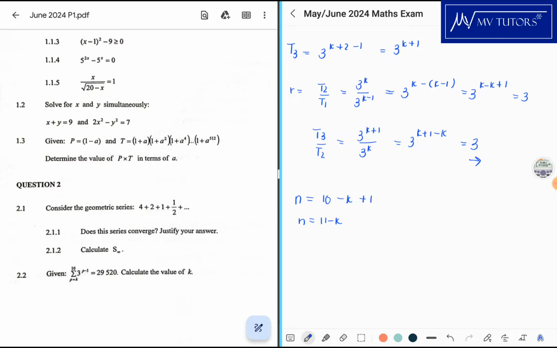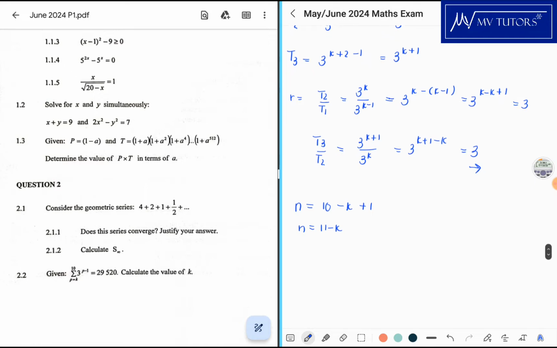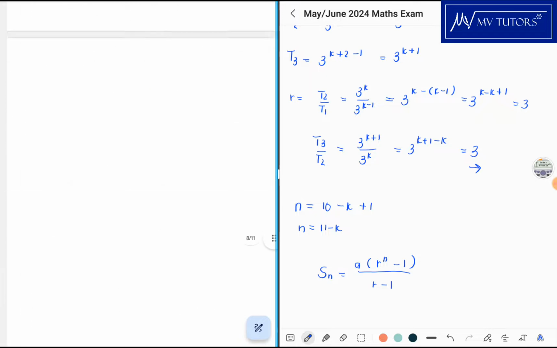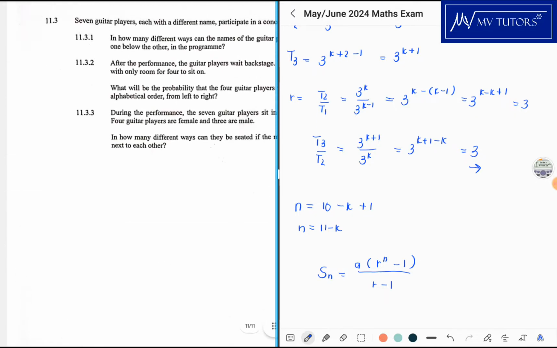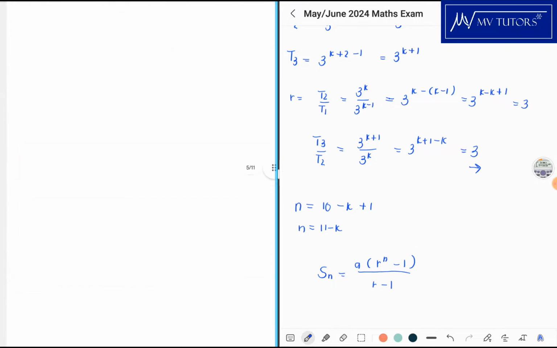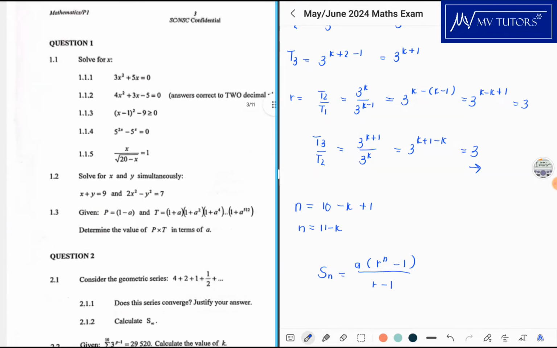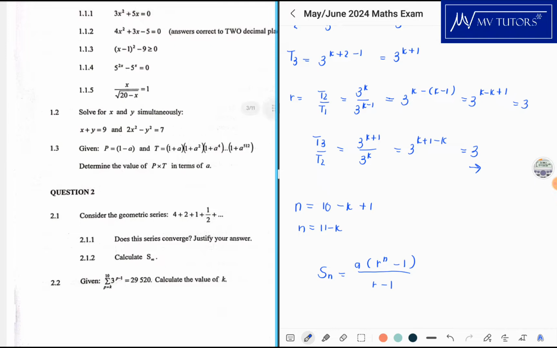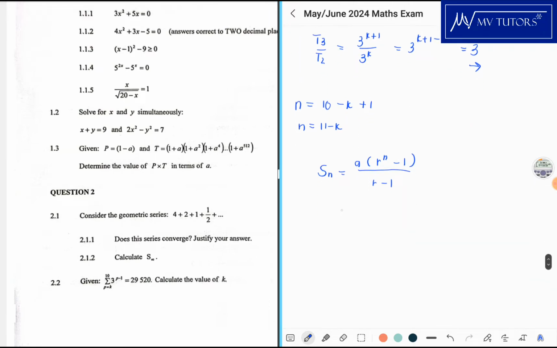Now it says calculate the value of k. I'm going to use the sum formula because we are summing these terms. So the sum formula for a geometric series is a times r to the power n minus 1, over r minus 1. Let me just check the formula sheet. Oh no, I don't have the formula sheet with me. So I'm kind of playing a dangerous game here, but I think this is the formula. I've been doing this for quite a while now, so I will go with that.